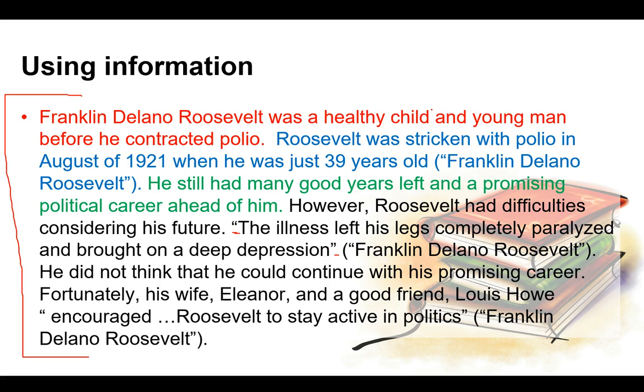"The illness left his legs completely paralyzed and brought on a deep depression." And then here again, I'm explaining. This is my explanation: He did not think he could continue with his promising career. And then I have another point of support with a transition word. "Fortunately, his wife Eleanor and a good friend, Lois Howe, encouraged Roosevelt to stay active in politics."